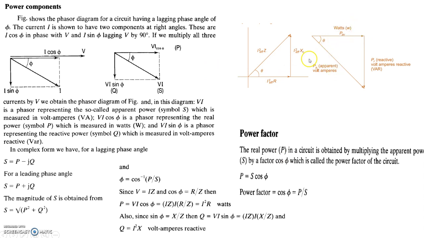ratio of the real power to the apparent power, that is P by S, or P is S into cos phi, because we write S is equal to P plus JQ, where P is S cos phi and Q is S sin phi.